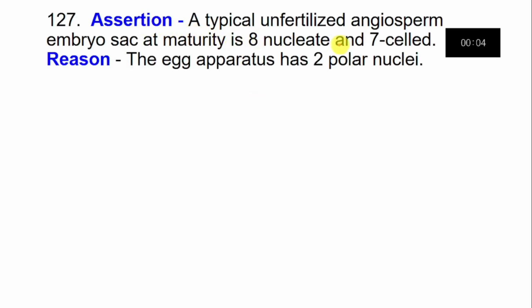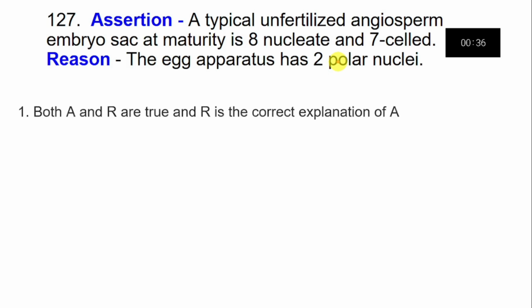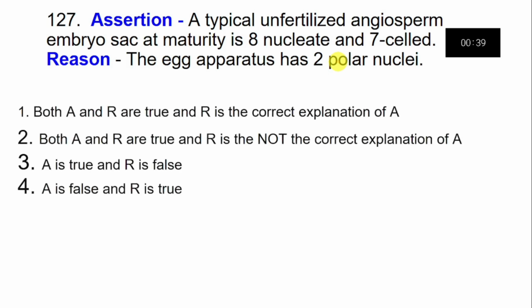Assertion: A typical unfertilized angiosperm embryo sac at maturity is 8 nucleate and 7 celled. This is correct because it undergoes 3 rounds of mitosis. So 8 nuclei are produced and the central cell retains 2 nuclei. So 7 cells and 8 nuclei. Egg apparatus has 2 polar nuclei? 2 polar nuclei are in the center with the central cell. So R is incorrect, A is correct. A is true, R is false. This is the answer.